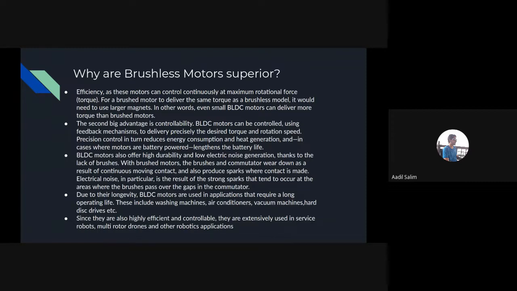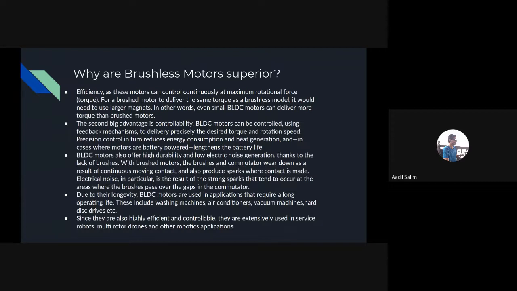And due to their high efficiency and high controllability, they've got very wide applications in robotics, service robots, and multi-rotor drones like quadcopters make use of brushless motors.